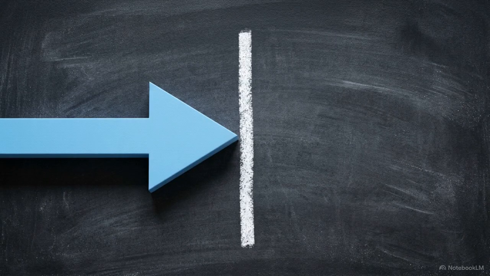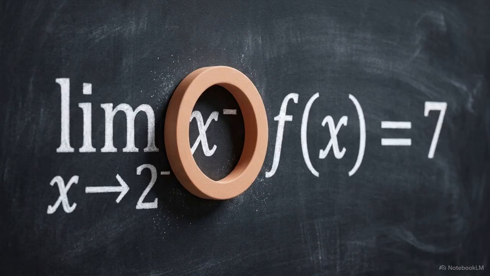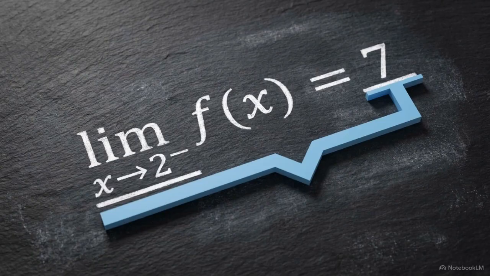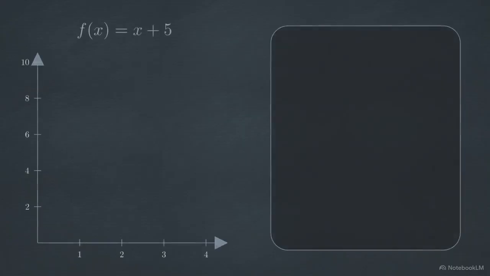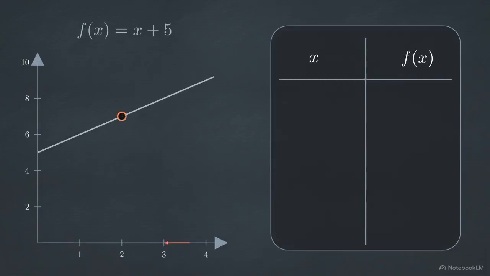This specific converging trend is defined as the left-hand limit. The formal mathematical notation represents this with a negative superscript next to the approach value. It dictates that as x approaches 2 from the negative direction, the destination is 7. A left-hand limit calculates a definitive numerical destination based solely on data from one side. To verify that destination, we evaluate the approach from values greater than 2 on the positive side.